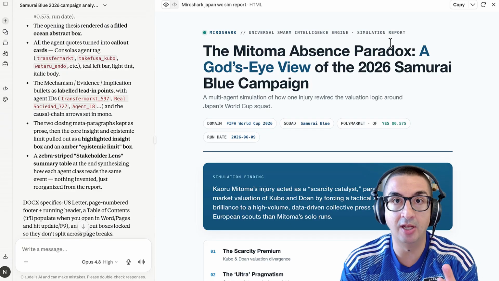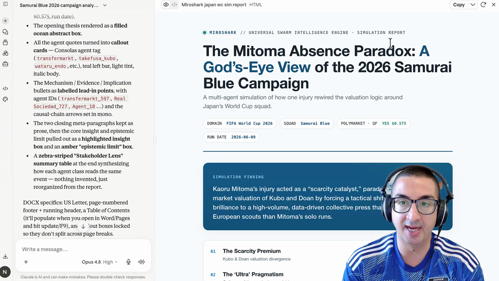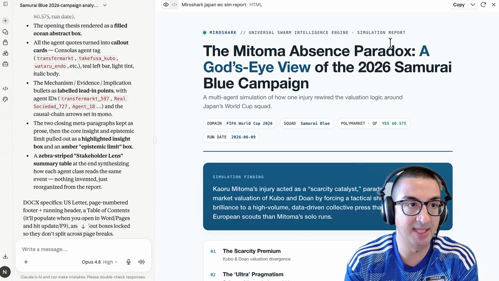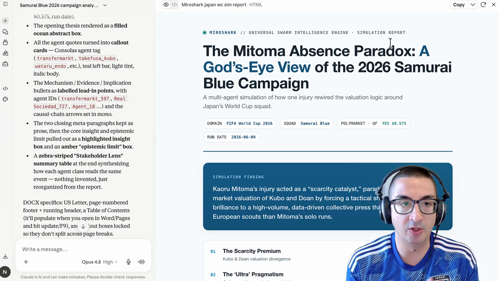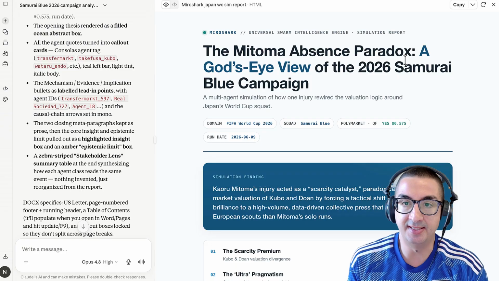I paid $1 using the Coinbase Agentic wallet. So let's have a look at it. I will read first, then I will also add some comments, and we can analyze this report.